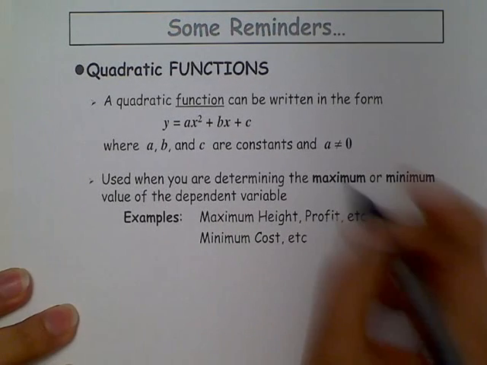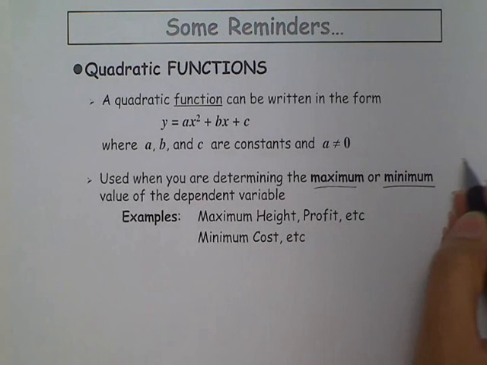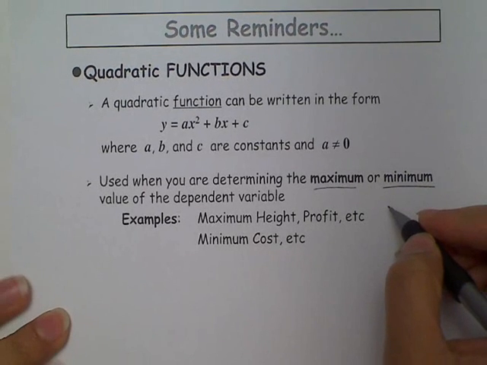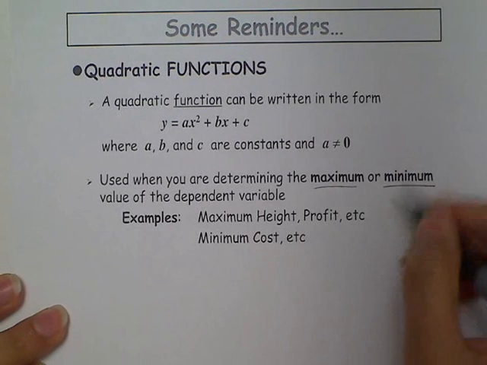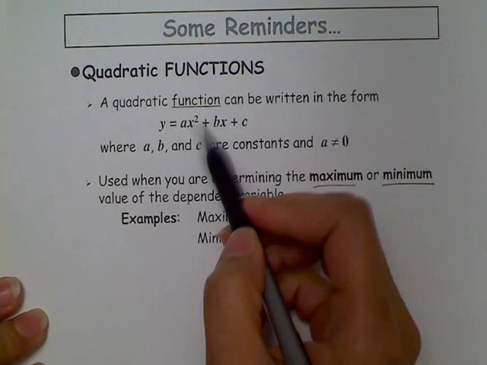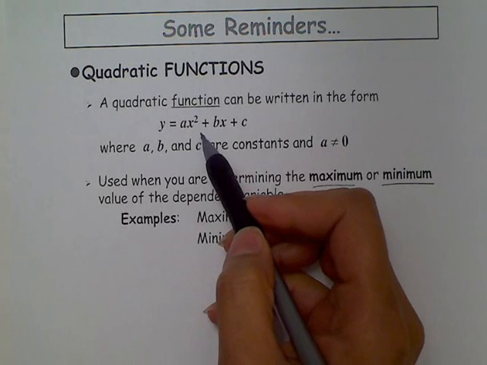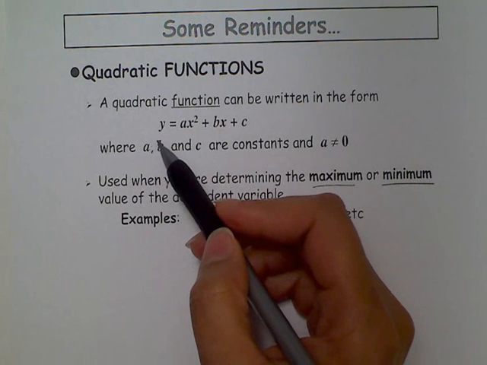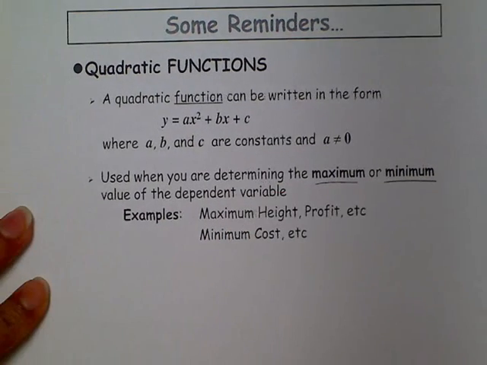Quadratic functions are used when you are determining the maximum or minimum value of the dependent variable. Some examples of that are if you're looking for a maximum height or profit or a minimum cost, those kinds of things are what you need a function for. Remember that a function is y equals. It shows a dependence between x and y values, where each x value has a unique y value. So in a function, you have both x and y variables that exist.